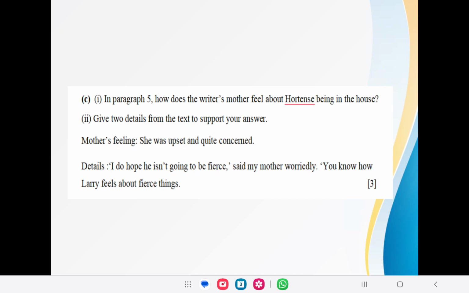Now details, I have copied the details from the text. First detail is, "I do hope he isn't going to be fierce," said my mother worriedly. So this is one detail that shows that mother was upset. She was worried when she saw Hortense. And second detail is how Larry feels about fierce things. These two things tell us that mother is quite concerned about how her son is going to feel, or how this animal or this huge thing is going to behave. So this is the way you are going to write the detail.